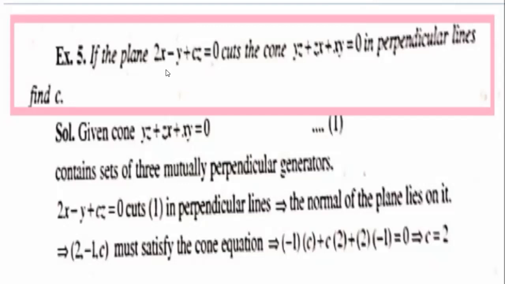So what are the direction ratios of the normal? 2, minus 1, c. So 2, minus 1, c must satisfy the condition of the cone. So that implies c into 2 plus 2 into minus 1 into 0, so c equal to the required value.